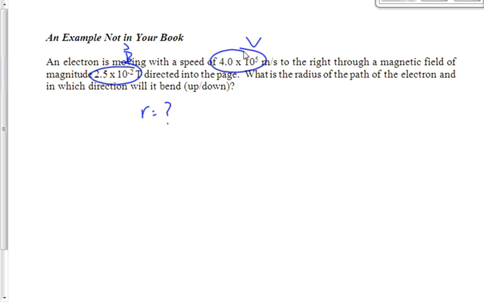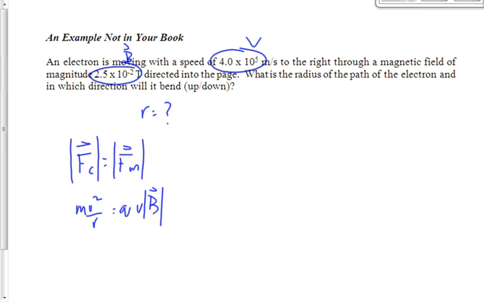Generally speaking, if you're solving one of these problems and it mentions the word radius, you're probably going to start off with this, Fc equals Fm. It doesn't mean you can't just use F equals qvB or F equals mv squared over r. One of those might be where you have to go with it. But we're at least going to try this first because this is going to work for you 90% of the time whenever you're looking for radius. Fc equals Fm. That means mv squared over r equals qvB.